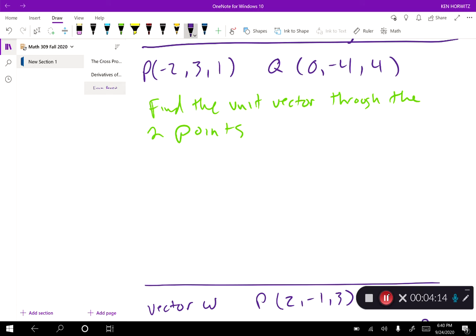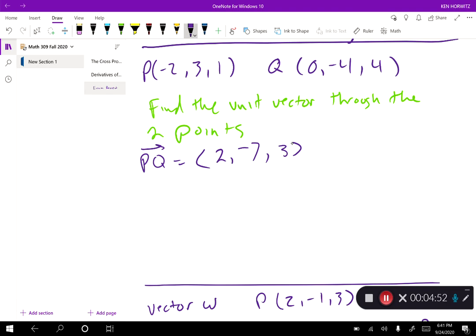All right. So if we're going to find vector PQ, that's going to equal what? Well, I have 0 minus -2, which is +2. I have -4 minus 3, which is -7. And I have 4 minus 1, which is 3.